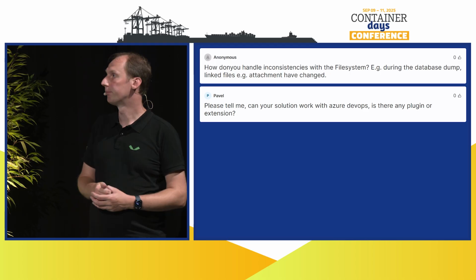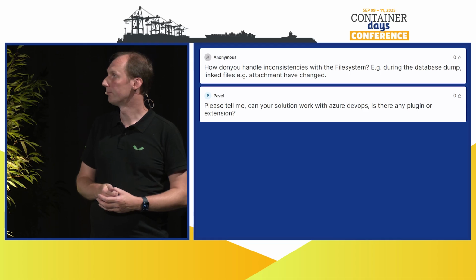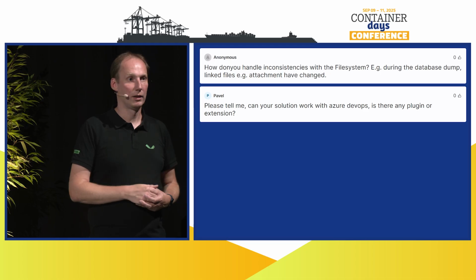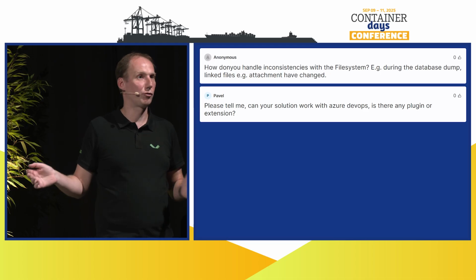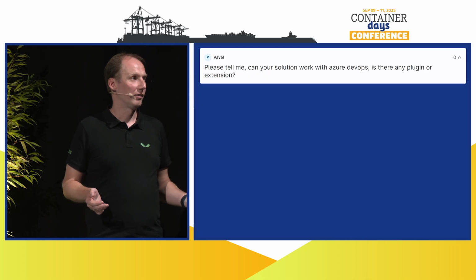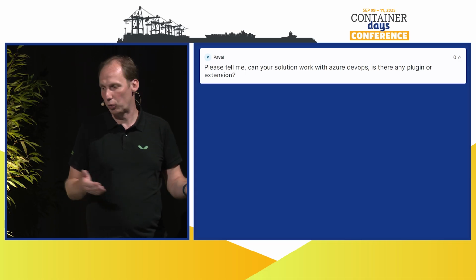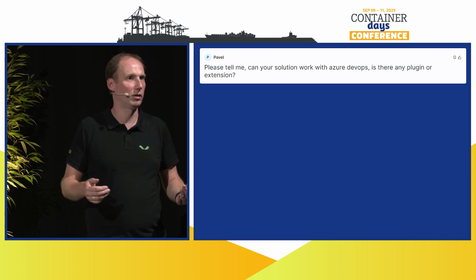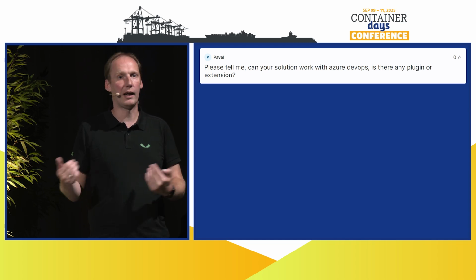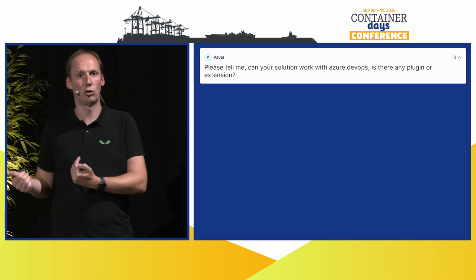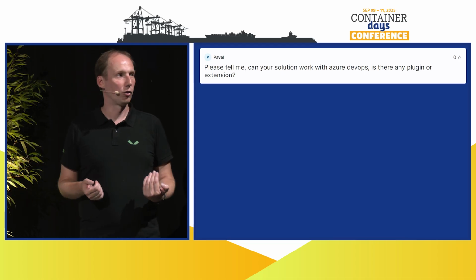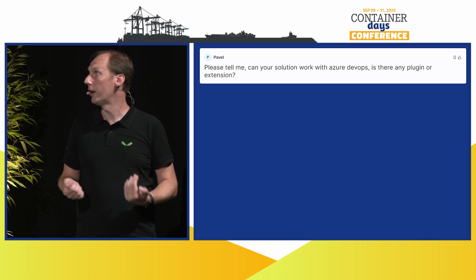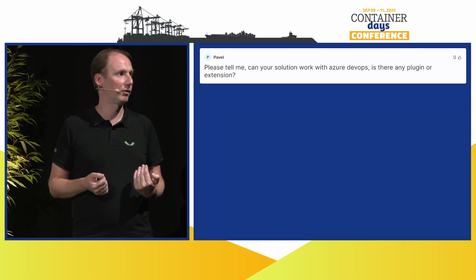Perfect. Last one for today. Can your solution work with Azure DevOps? Is there any plugin or extension? So as Veeam and also Kanister is fully based on Kubernetes APIs, there's no need for a plugin or extension, as you can simply create a Kubernetes object, create a restore action, and it will be executed by the Kanister controller or by the custom controller. So there's no need for a special API or special plugin or stuff like this, as this is just plain Kubernetes.